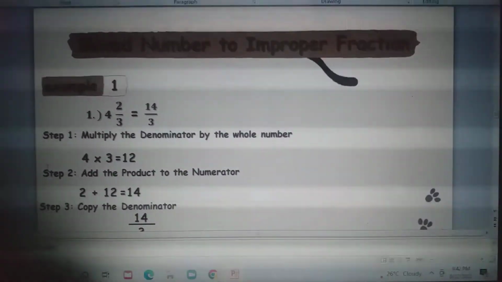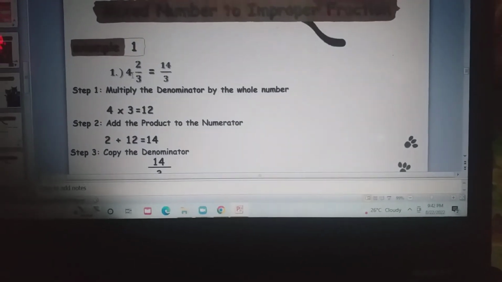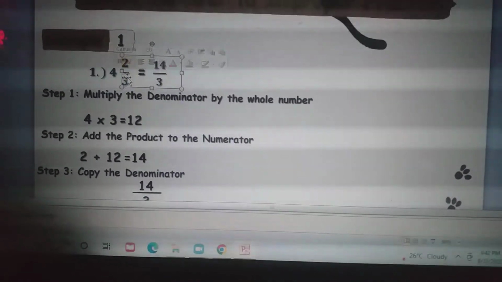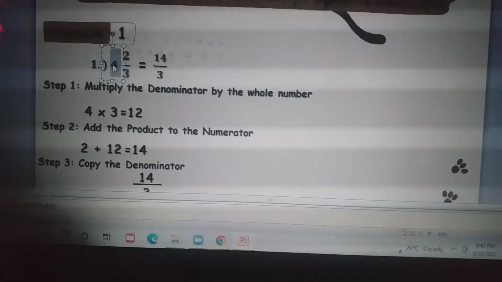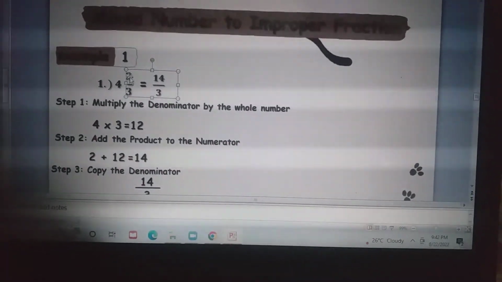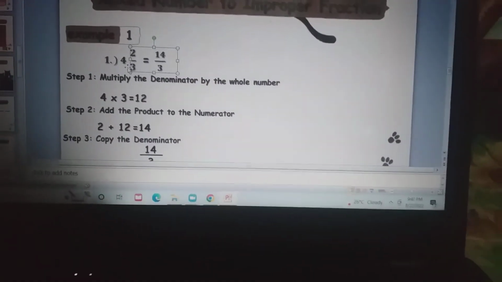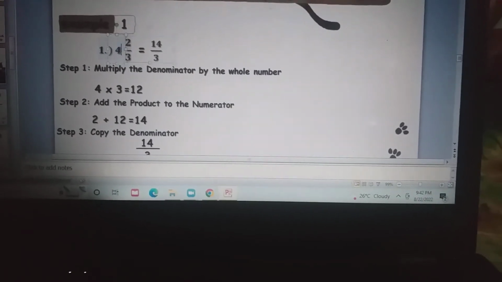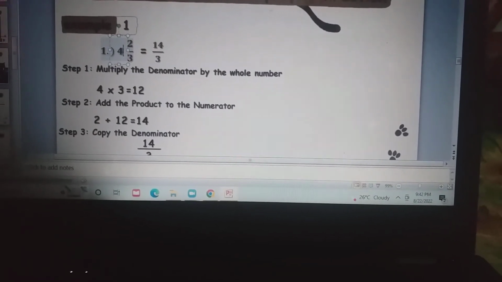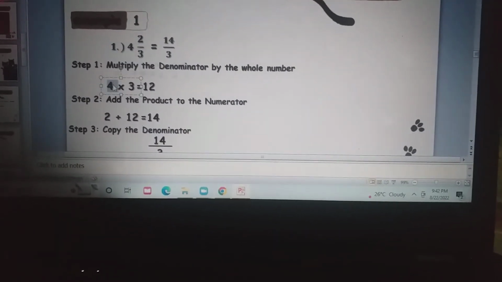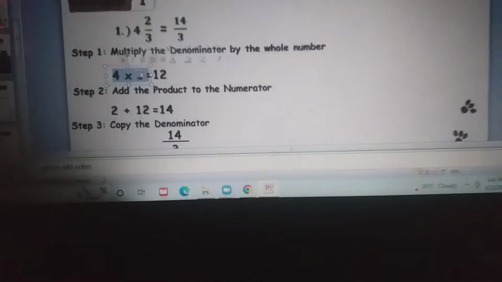Okay, una. So, the given here is 4 and 2/3. 4 po ay whole number. Then, 2/3 is the proper fraction. Okay? So, multiply the denominator to the whole number. So, multiply mo si denominator kay 4. So, 4 is the whole number multiplied to 3. So, 4 times 3. Ayan, 4 times 3 is equal to 12.